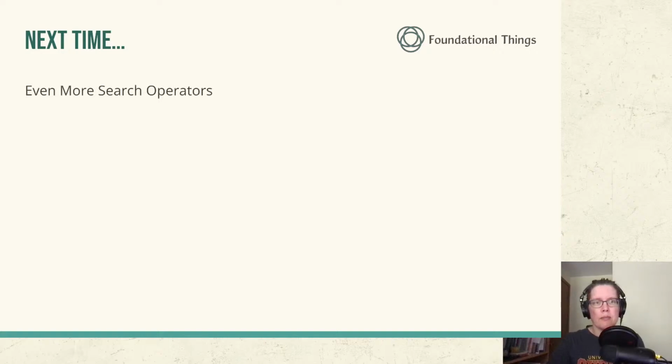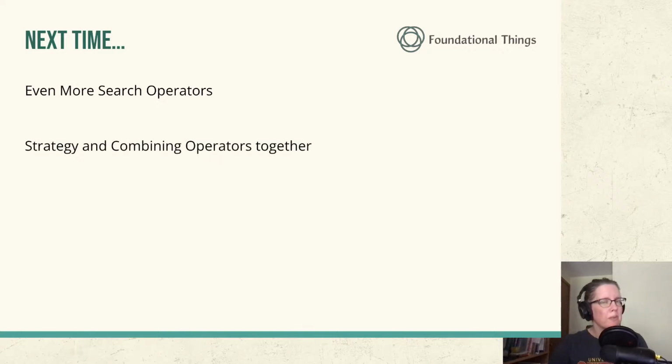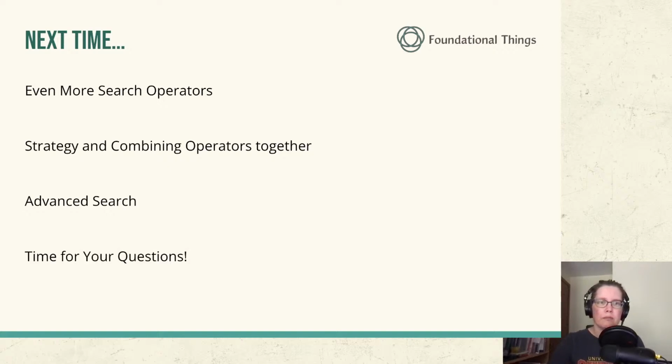So next time, even more search operators. And then, how do we use them together? We started doing that a little bit today. You could probably start playing with the ones you've already got. We'll show you a bit more about that. And then there's this feature called advanced search. Most search engines have it. Google definitely does, and so I'll introduce you to advanced search. If that's new to you, you can even go look for it ahead of time if you want to explore.